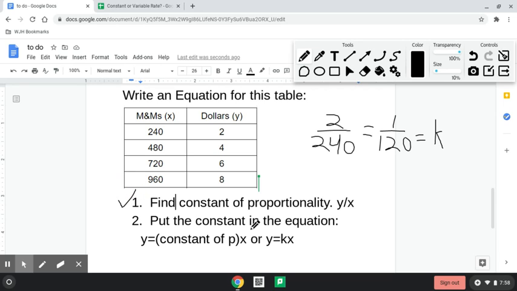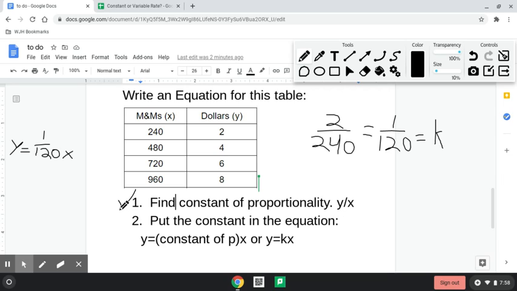So we've got this done. Now we just need to put that into the equation. So that's pretty simple. y equals 1 over 120 x.